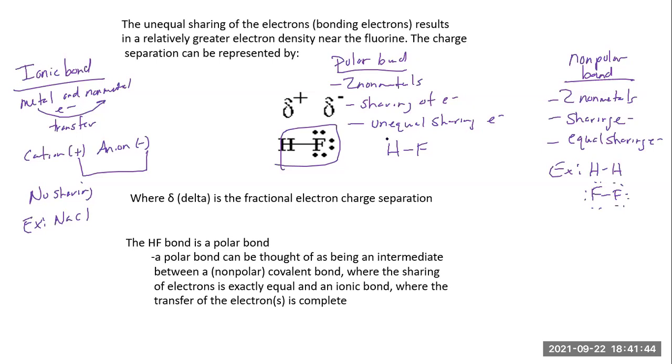And there are degrees of not being equal sharing. Some really are not equal sharing, like HF actually is very, very unequal sharing. And there's some unequal sharing that's pretty close to being equal sharing, but just a little bit unequal in terms of the sharing. Any questions about those different types of bonds?